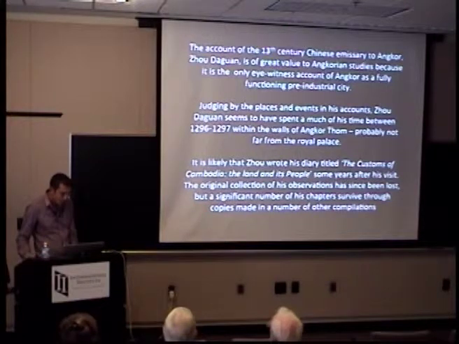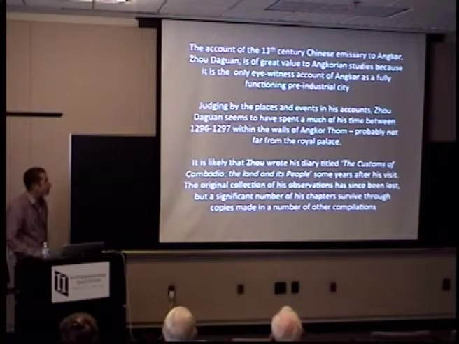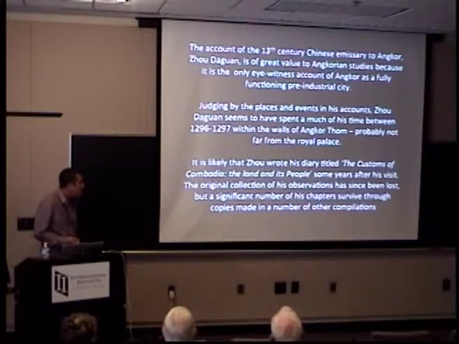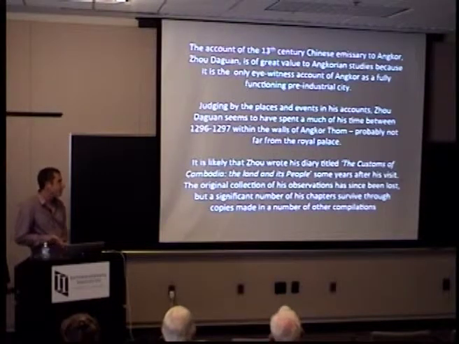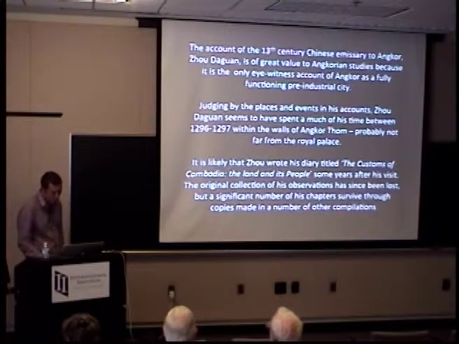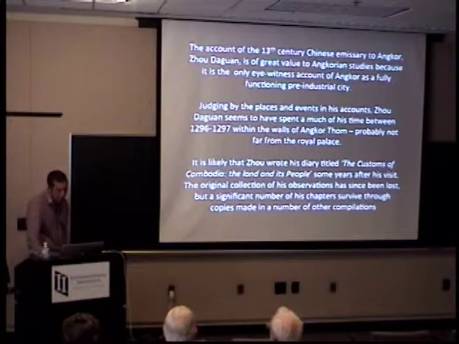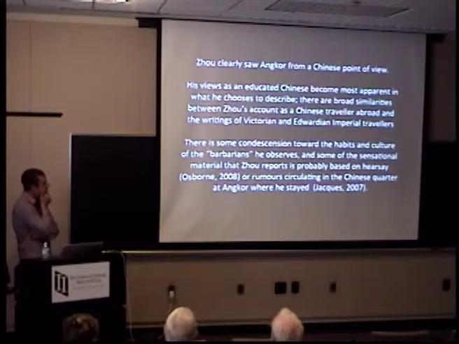He seems to have spent a lot of his time at Angkor within the walls of Angkor Thom, probably not far from the palace. He wrote his account some years after his visit. A lot of historians believe that many of the chapters have been lost. We have a number of chapters still, but some of them have been lost, copied and recopied through the centuries. Many of the passages have been lost as well.